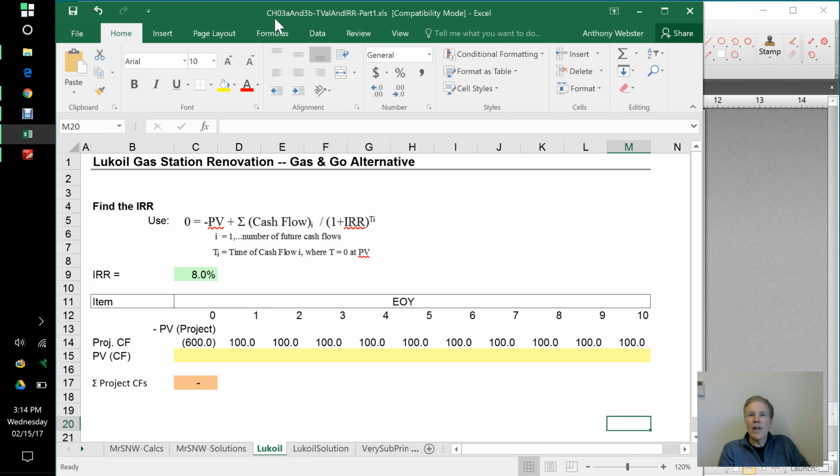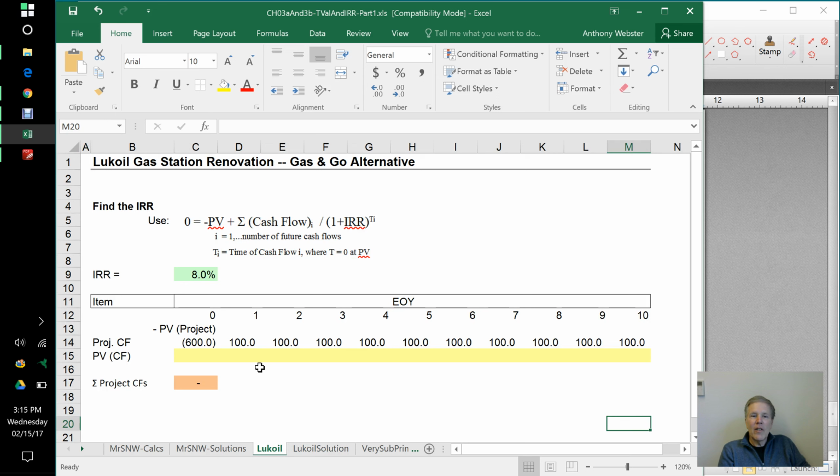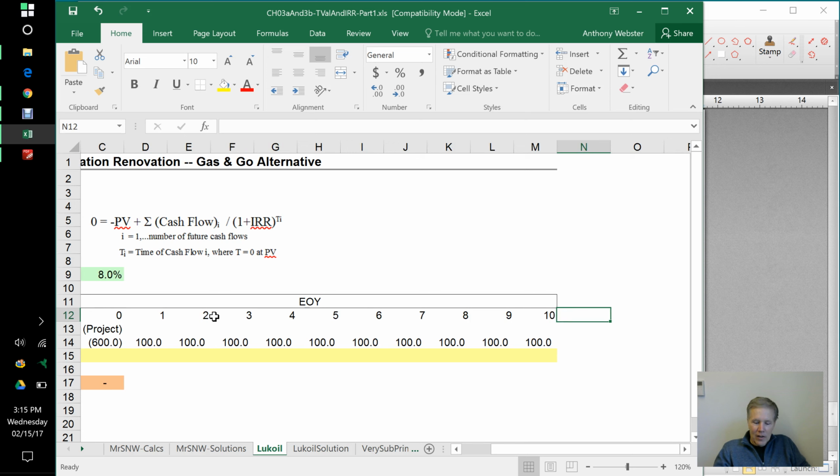So I'm going to be working with this file, CH03a and 3b -tval and IRR Part1.xls, big long name, but here it is, so you can get it. And I've got here the problem unsolved, and in case you want to check anything, I've got the solution on the next page for us there. So you should at this point be able to start laying out problems like this for yourself. We've got the years of the project here. We always start at end of year 0 here.